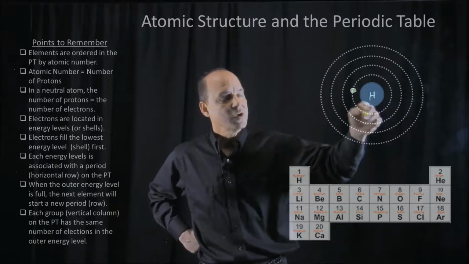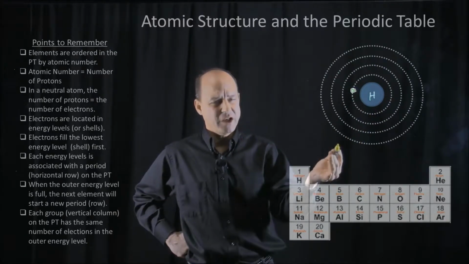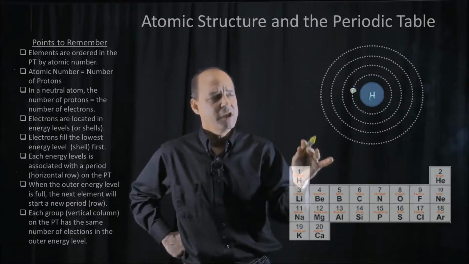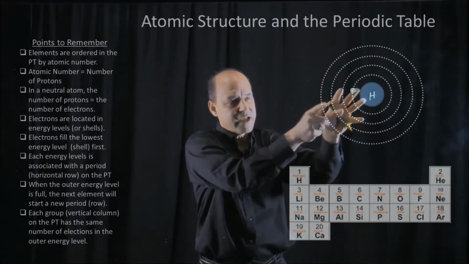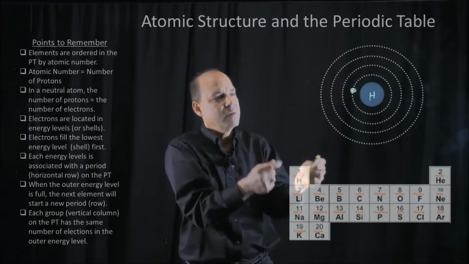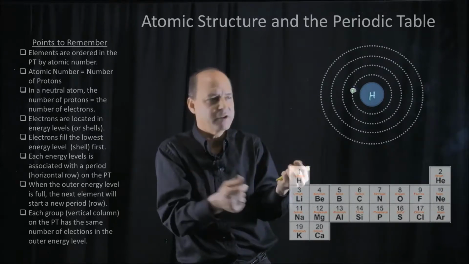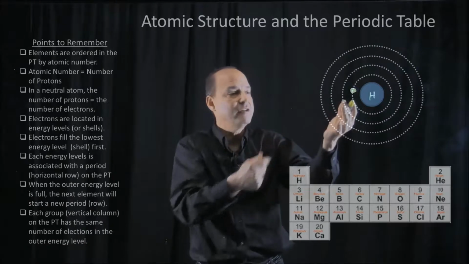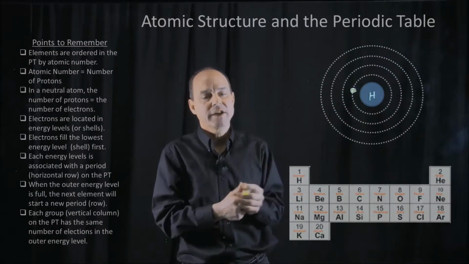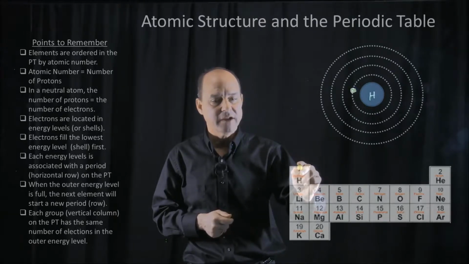These rings around the nucleus are called energy levels or shells. I will use those 2 terms interchangeably. Shells gives you a nice visual, looks like a shell going around the nucleus, but energy level has more meaning in terms of the chemistry. So here's our hydrogen atom, 1 proton, 1 electron. So let's check this off of our periodic table.